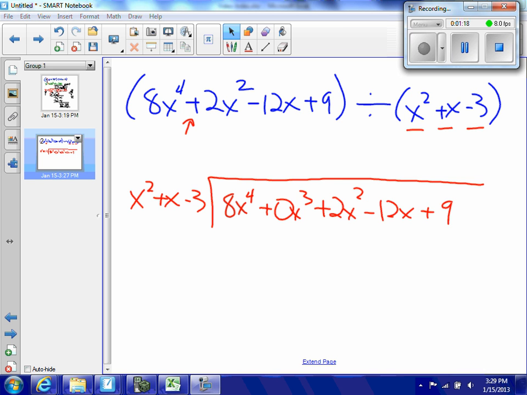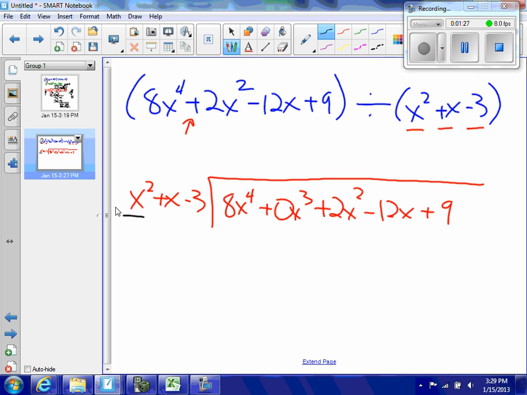All right, so what term, when multiplied by x squared, is going to give me 8x to the fourth? Well, 8x squared times x squared is going to give me 8x to the fourth. So I put 8x squared right above the squared term. Let's do it in green so you can see this. 8x squared times x squared gives me 8x to the fourth. 8x squared times x gives me plus 8x cubed. 8x squared times negative 3 gives me negative 24x squared.